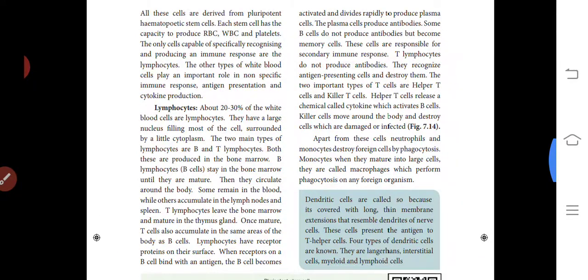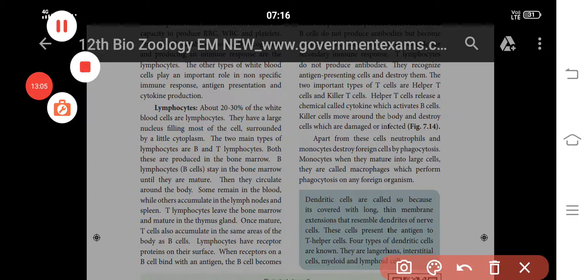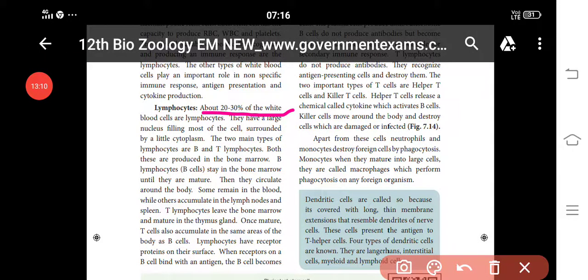So lymphocytes are about 20 to 30% of the white blood cells present in the blood. There is the nucleus, surrounded by a little cytoplasm. B and T lymphocytes are both produced in the bone marrow. They mature in the bone marrow and then leave it. So they circulate in the body. The blood is circulated throughout the body.